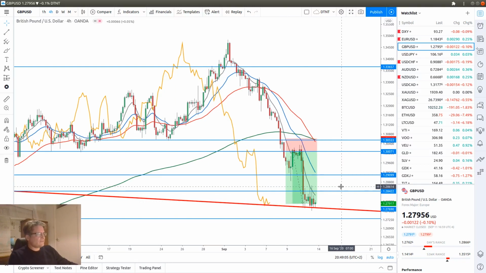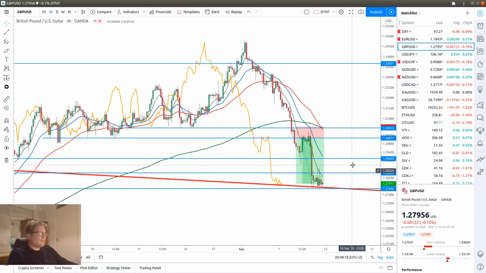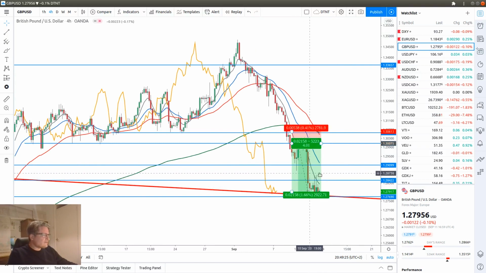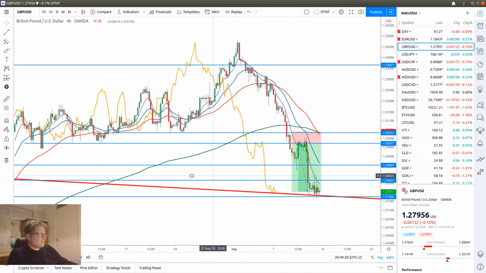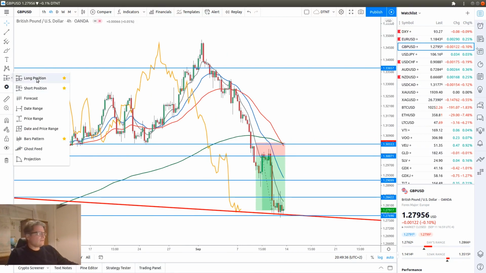Nothing too fancy about it, and it worked out perfectly. So I'm out of the trade, and looking as we are at this level right here, I think I might be looking for a long trade. Maybe if we break above these levels right here. So let me mark that. Let me just move this a bit.